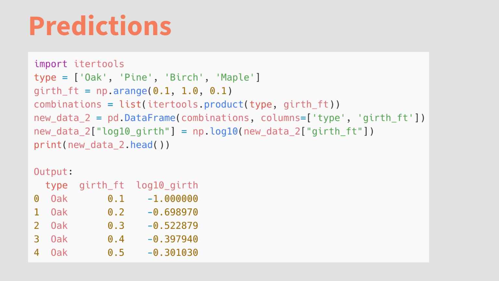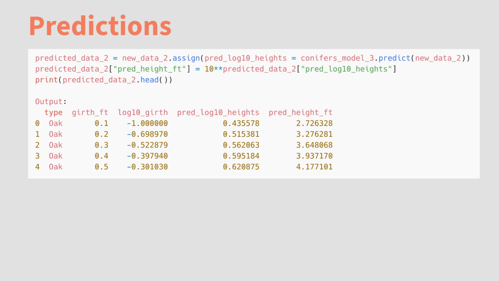Then we log transform the girth variable since we use the log transform values in our model. And finally, we have saved this in our new data frame called new_data_2. We can now use the predict function on the model object and provide the data frame with the new values. We can use the assign method to add the predicted values to the existing data frame. Finally, the predicted log10 values were back transformed into heights in feet.